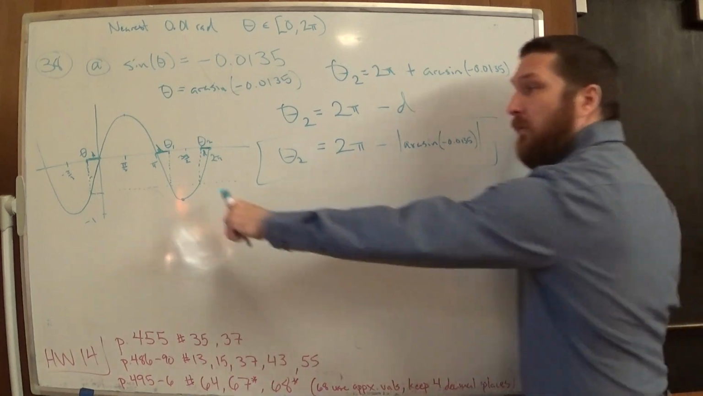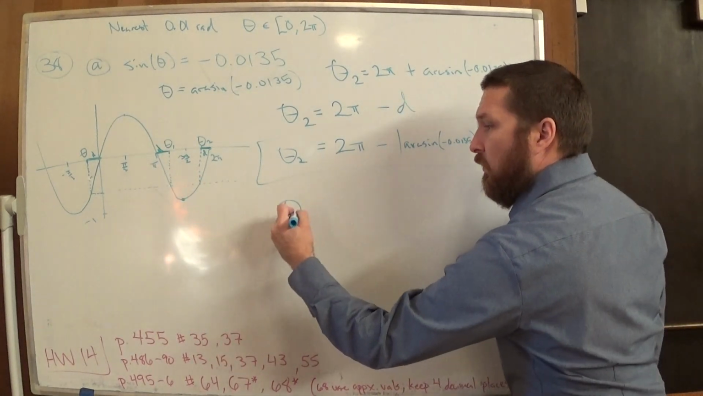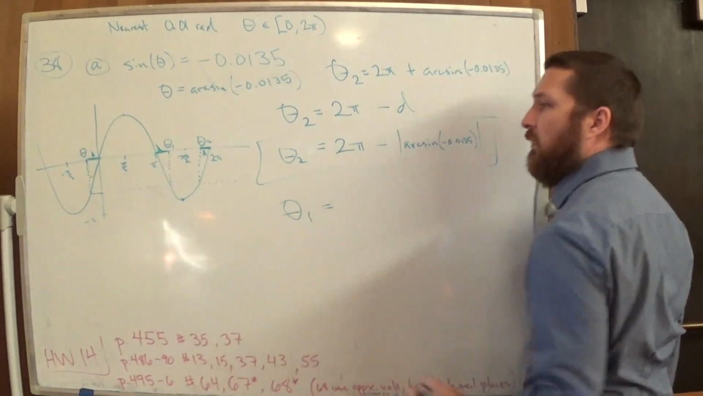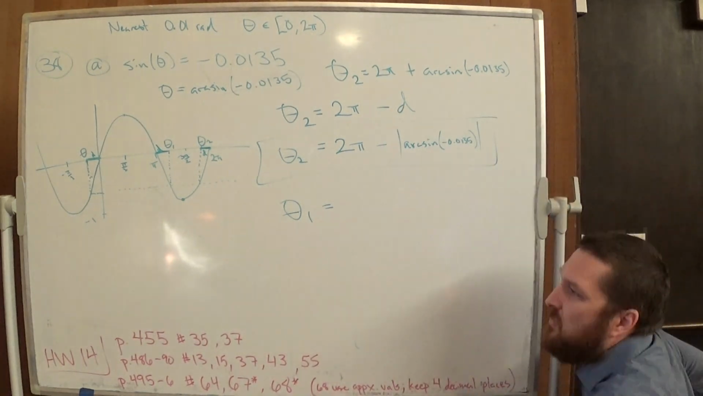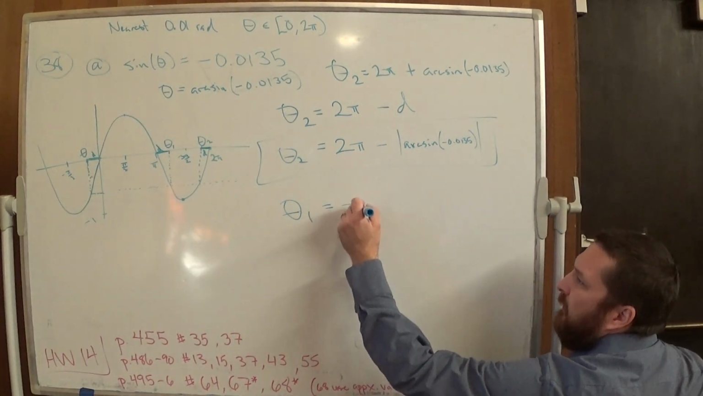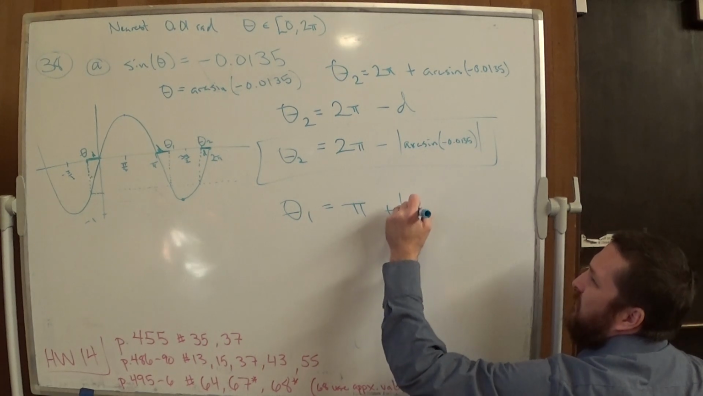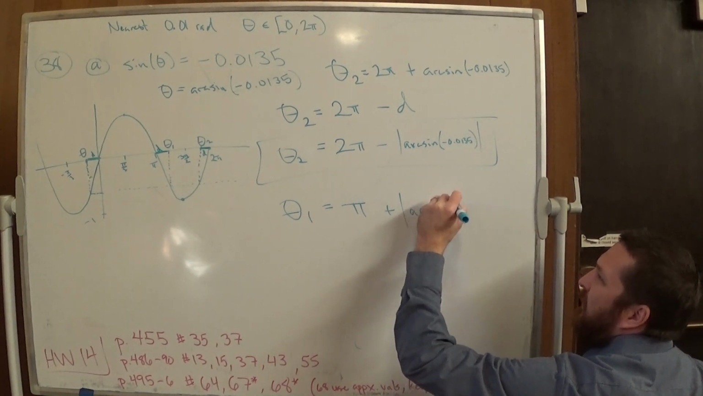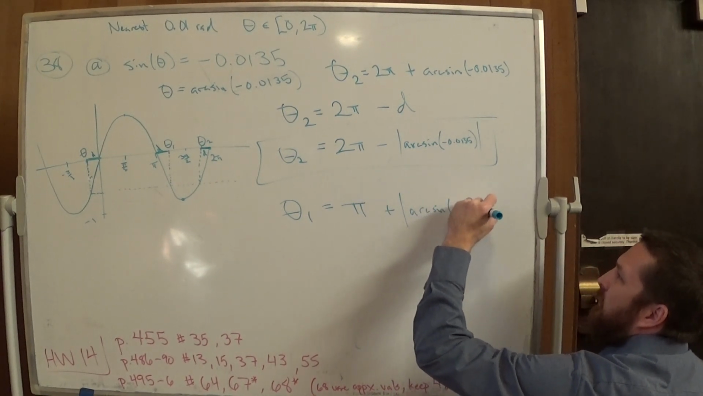So then, how do we find theta 1? Theta 1, where do I start, and then where do I run? Start at pi, plus the absolute value of arc sine, negative 0.0135.